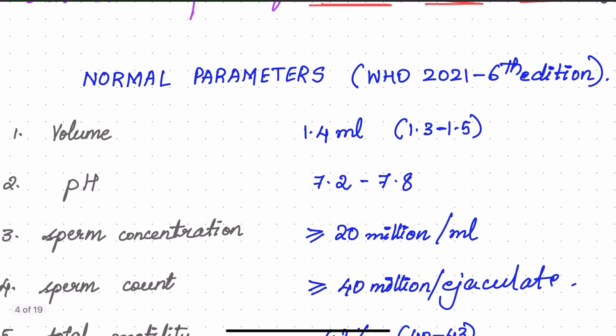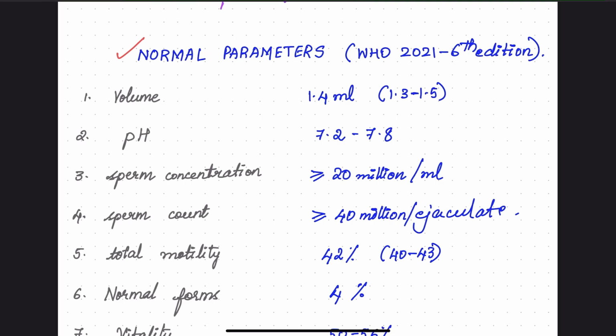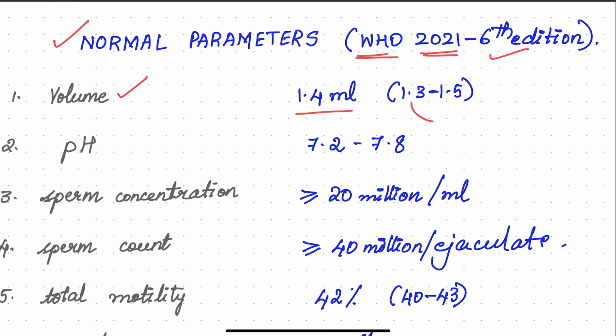Let us come to the normal parameters of semen. These values are according to WHO 2021, which is the sixth edition recently released. First parameter is volume. After you receive the sample, first you check the volume. Normal volume is about 1.4 ml. To give a range, 1.3 to 1.5 ml is a normal range. pH is 7.2 to 7.8.